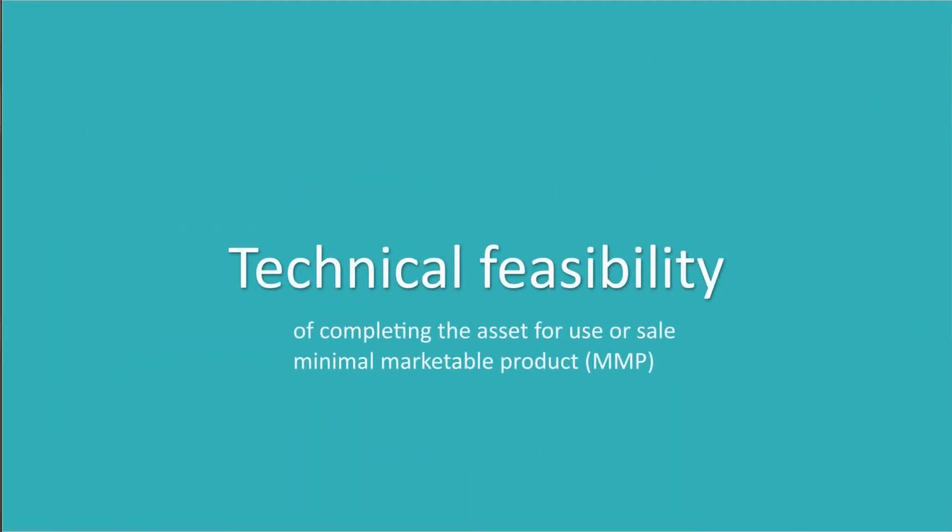The first of these is proving the technical feasibility of completing an asset so that it can be available for use or sale. Generally, this is proved once you complete your minimal marketable product. Not your minimal viable product, your minimal marketable product is proof that what you have created someone is either willing to use or pay for. It can actually take a while to get to this point if you are creating a truly innovative asset. So until this point, what you're doing is just research.